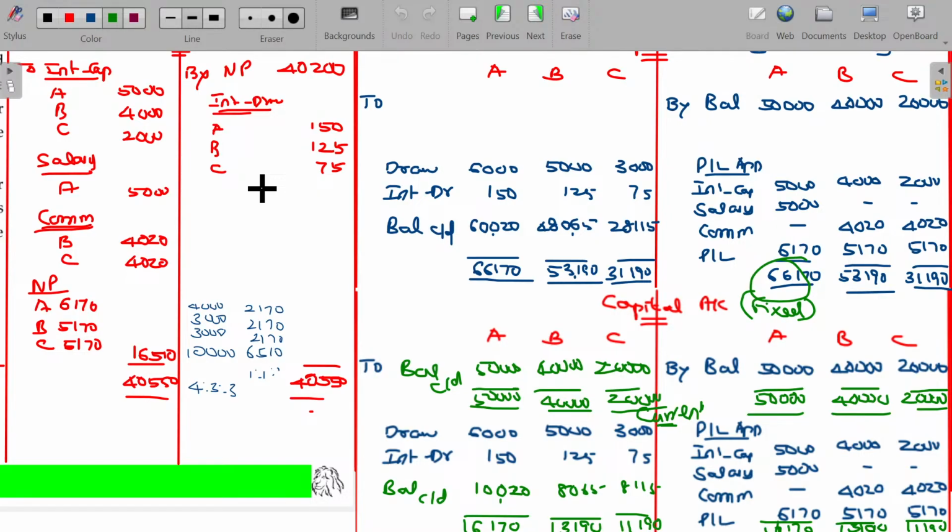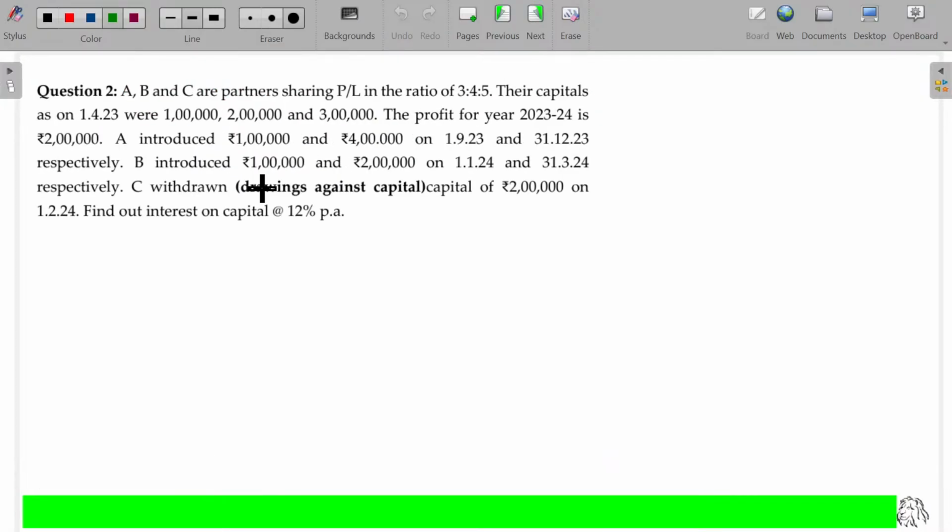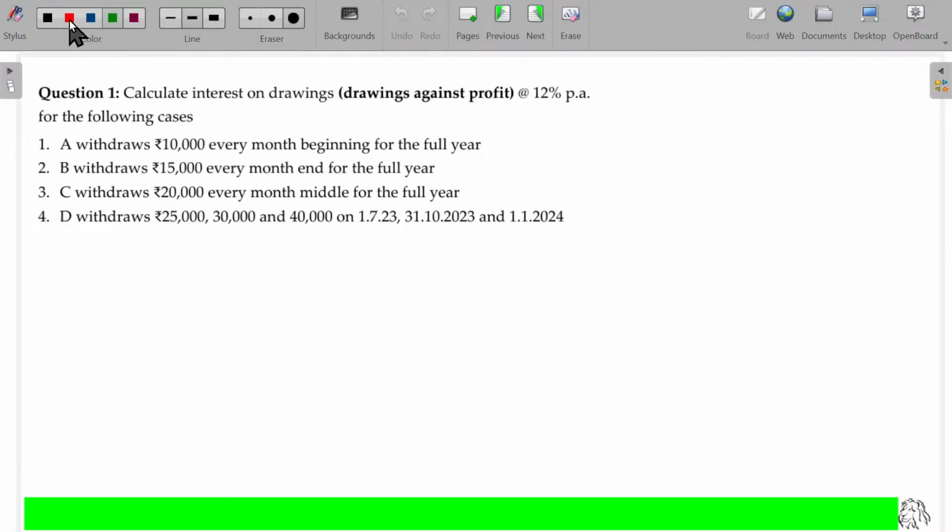Now, question number 1, calculate interest on drawings, which is nothing but drawings against profit. So, what happens here? Partner invests the capital, right? Bank for what? Capital contribution. Maybe 1 lakh.